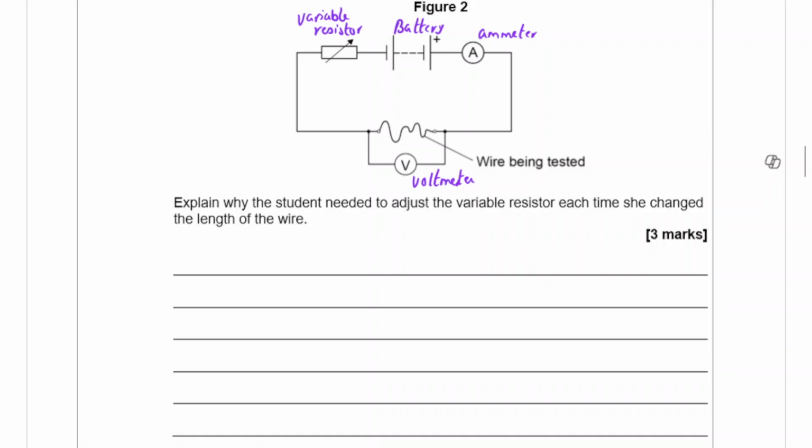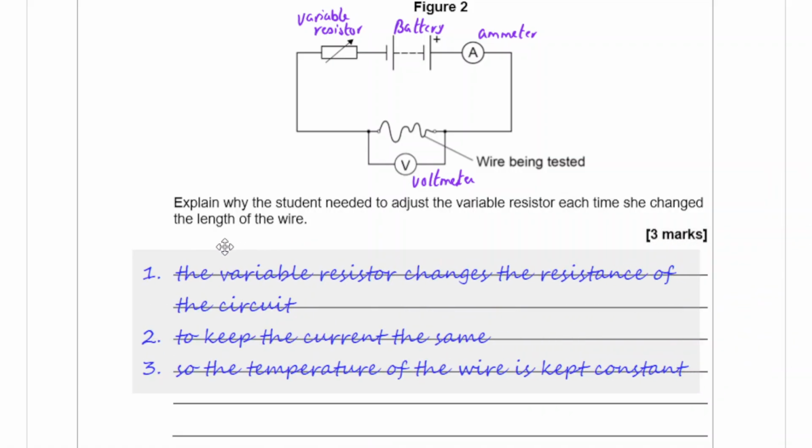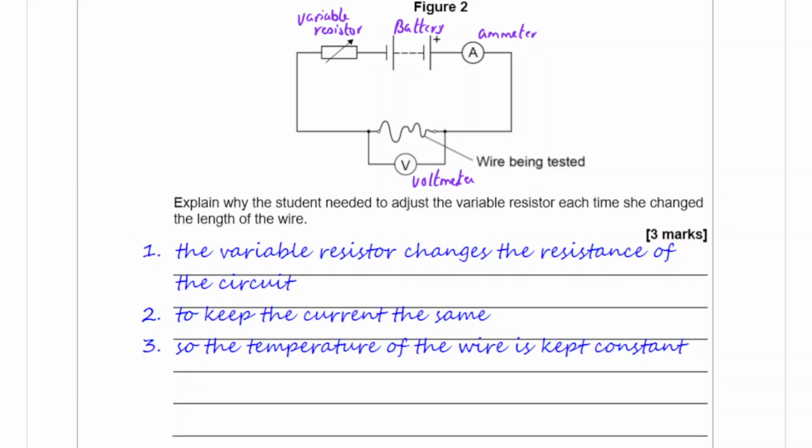So the variable resistor changes the resistance of the circuit to keep the current the same, so the temperature of the wire is kept constant.